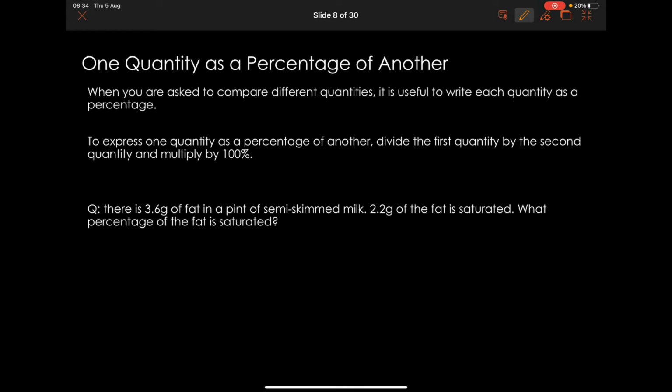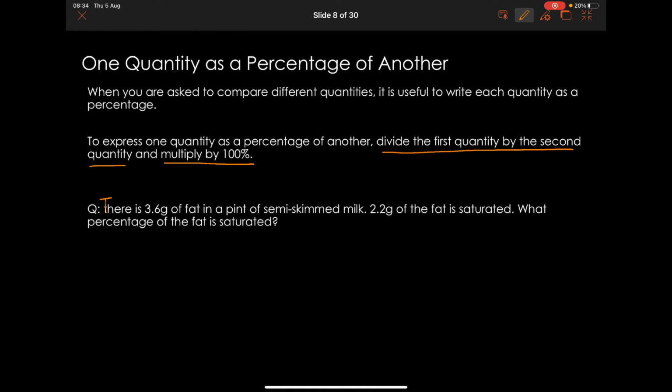Right, so let's move on to one quantity as a percentage of another. Now then, when you are asked to compare different quantities, it is useful to write each quantity as a percentage. To express one quantity as a percentage of another, divide the first quantity by the second quantity, and then just multiply it by 100. Really simple. So there is 3.6 grams of fat in a pint of semi-skimmed milk. 2.2 grams of the fat is saturated. What percentage of the fat is saturated?